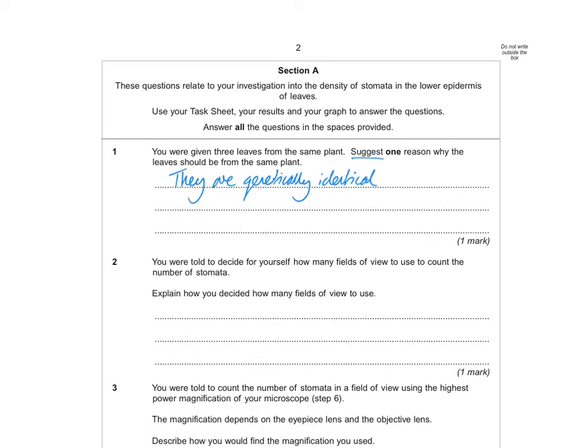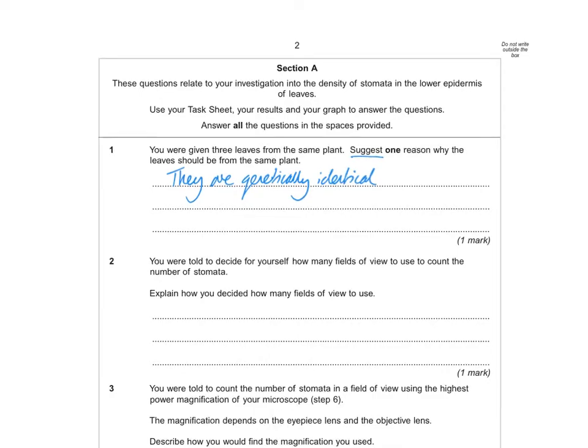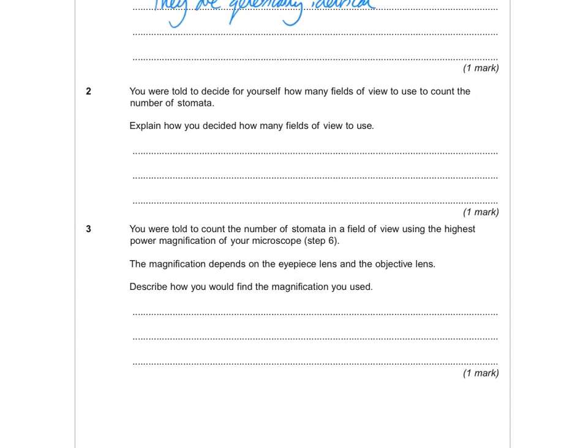Number 2, you were told to decide how many fields of view to use to count the number of stomata. Explain how you decided how many fields of view to use. Well, we've already done that. So we looked whether the running mean stabilized. Oops, pen's got a bit funny. Oops, I missed that word, sorry, running mean.